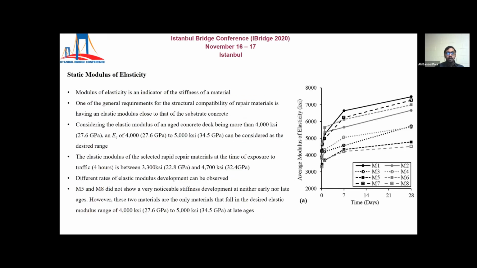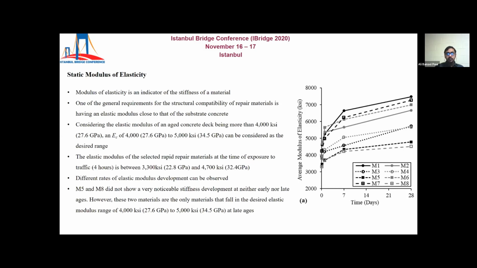One of the important indicators for the performance of these repair materials is static modulus of elasticity. The requirement is structural compatibility, meaning the repair material has an elastic modulus close to that of the substrate concrete. Considering the elastic modulus of an existing concrete deck being more than 27.6 gigapascal, an elastic modulus between 27.6 gigapascal and 34.5 gigapascal can be considered as the desired range.